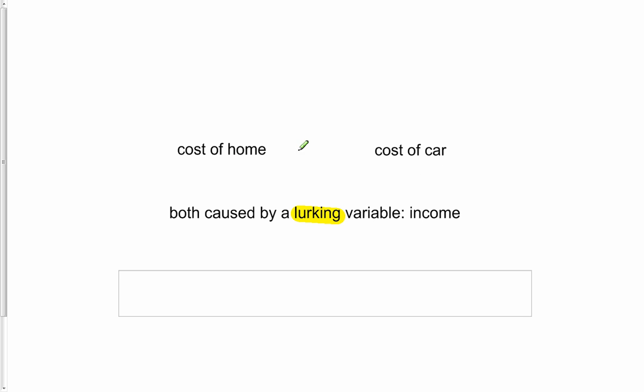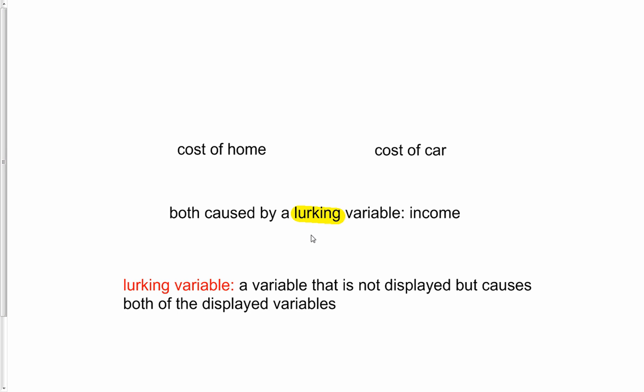Now, if you were to make a scatter plot with these, it really wouldn't matter which one you put on the x-axis and which one you put on the y, because neither of them necessarily causes the other, so you could put them in any order. But both of these are caused by income, and income is the lurking variable. And here's the definition officially for a lurking variable. It's one that's not displayed, but causes both of the displayed variables. So income was not talked about in the original scatter plot that we were proposing with these, yet income causes both of these. It determines the cost of a car that you could afford and the cost of a home that someone could afford. And that's scatter plots.